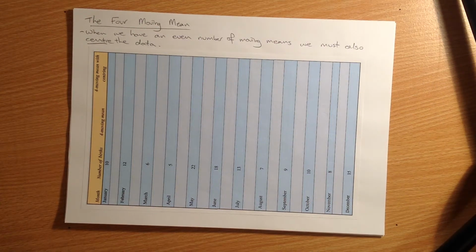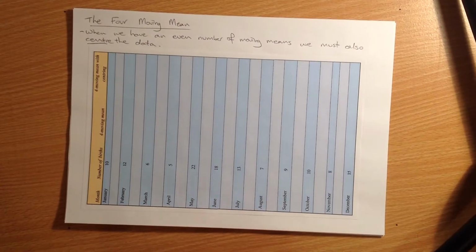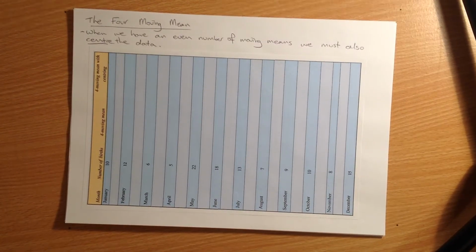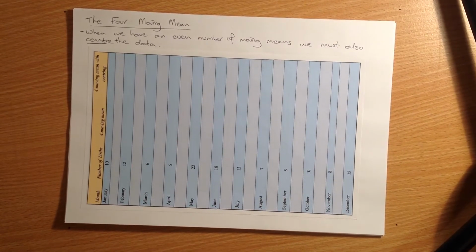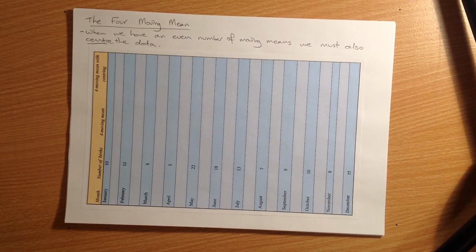So we've done 3 moving mean, we've done 5 moving mean, now we're going to go into 4 moving mean. The reason we did it in that order is because 3 and 5 were odd numbers and it's easier to find the moving mean of odd numbers. But when we get to even numbers, it's a bit harder to find the average of even numbers without it pushing things off the main track that we're looking at. So let me show you what I mean.